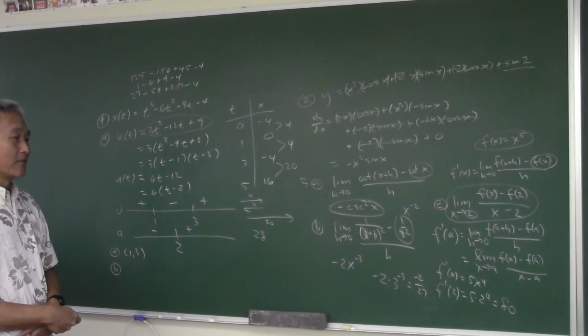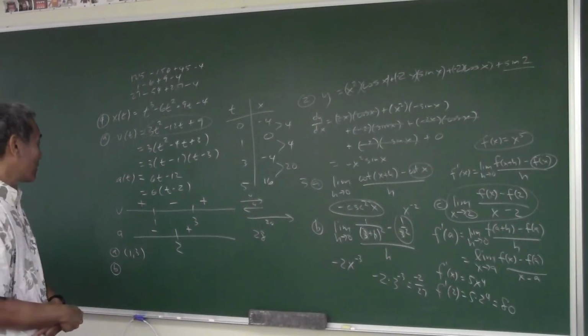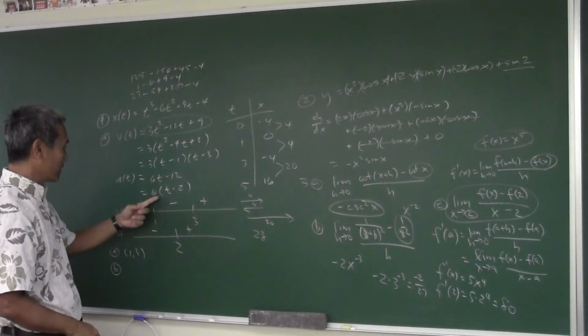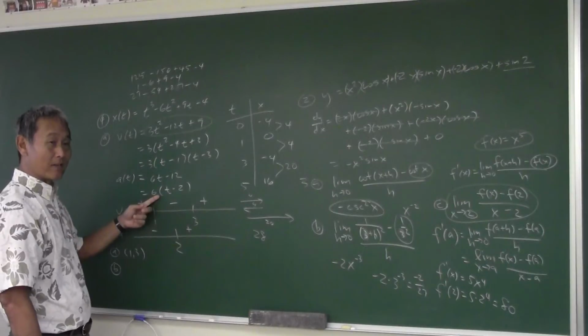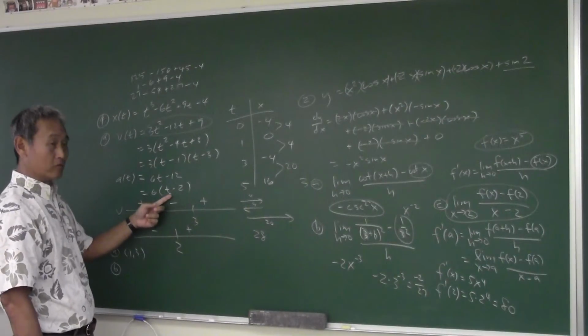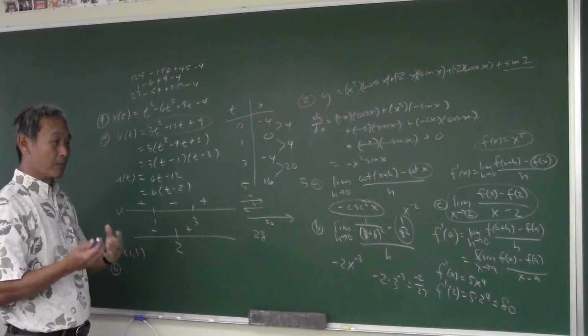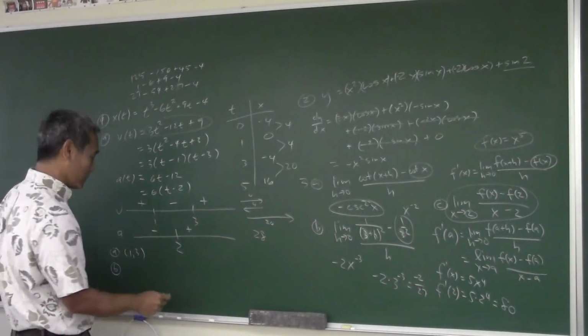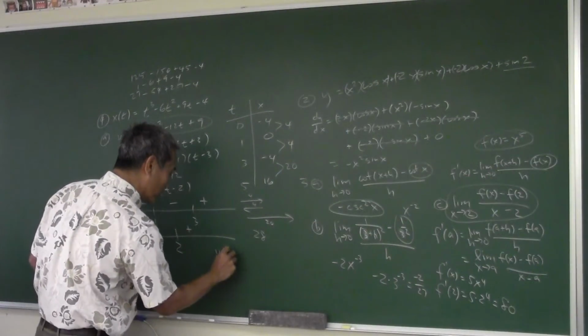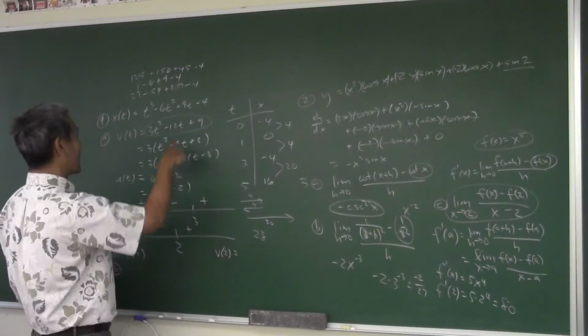C, find the velocity of the particle when the acceleration is 0. Well, here's the acceleration equation right here. What will make the acceleration 0? 2, right? So they want you to compute the velocity at time equal 2. So just compute v of 2. That means plug in 2 into the velocity equation.